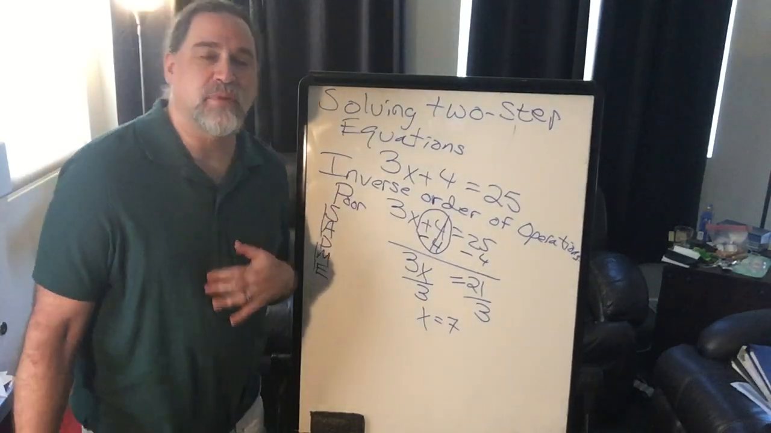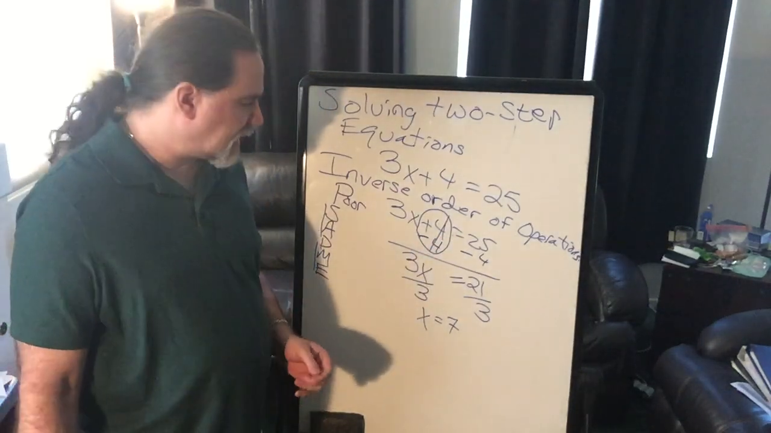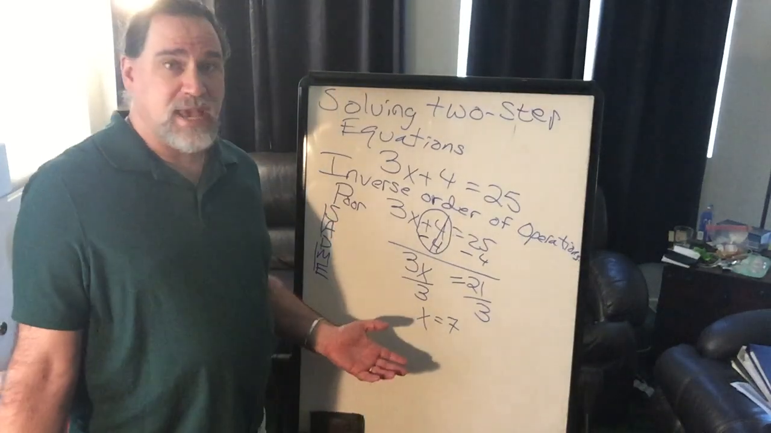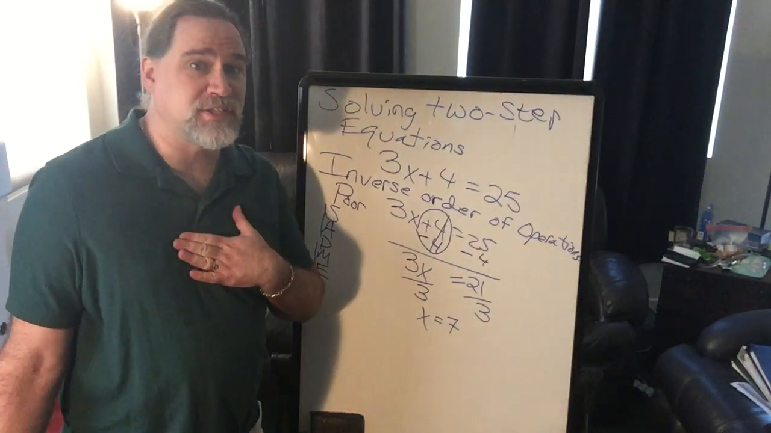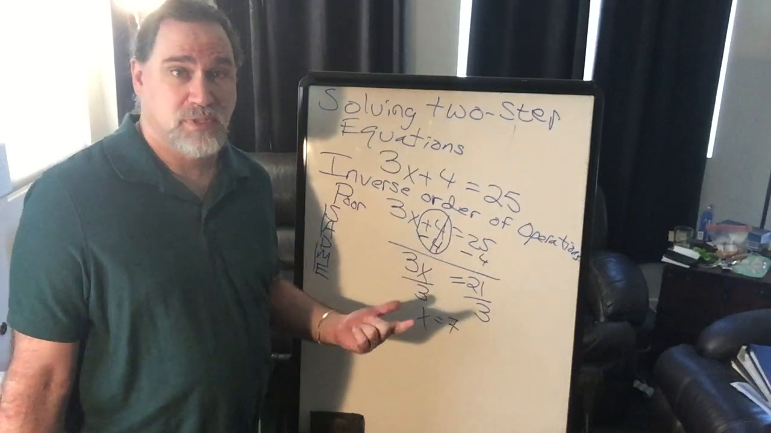Now, what did I ask? I asked my third grader to do 25 minus 4. First grader can do that. And 21 divided by 3. That's where my third grader needs to be a third grader. And they gave me all the answers. All I needed to know was what order to do things in and specifically what to do.